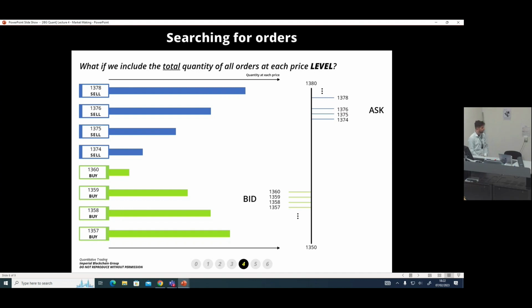And that does make sense because buyers want to buy at the lowest possible price. So you're going to find more people, more volume, further down in the buy orders, and also more people further up because they want to sell at a high price.